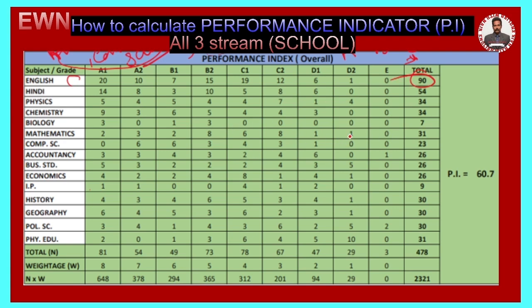Of the 90 students, they have kept English in all the three streams. But if we see separately, then we get 30, 20 and so on. So in that sense, we can include all the three streams, arts, commerce, and science. How many have got A1 in English?